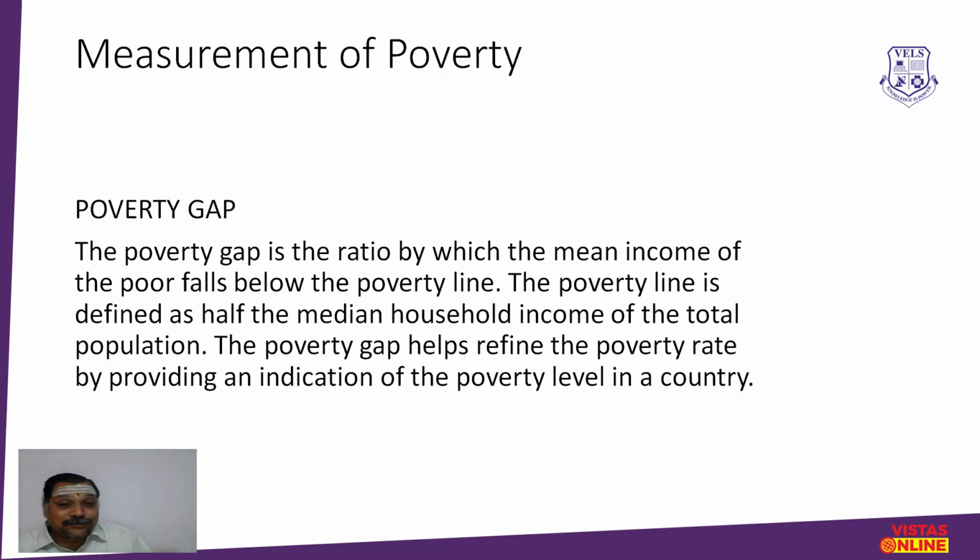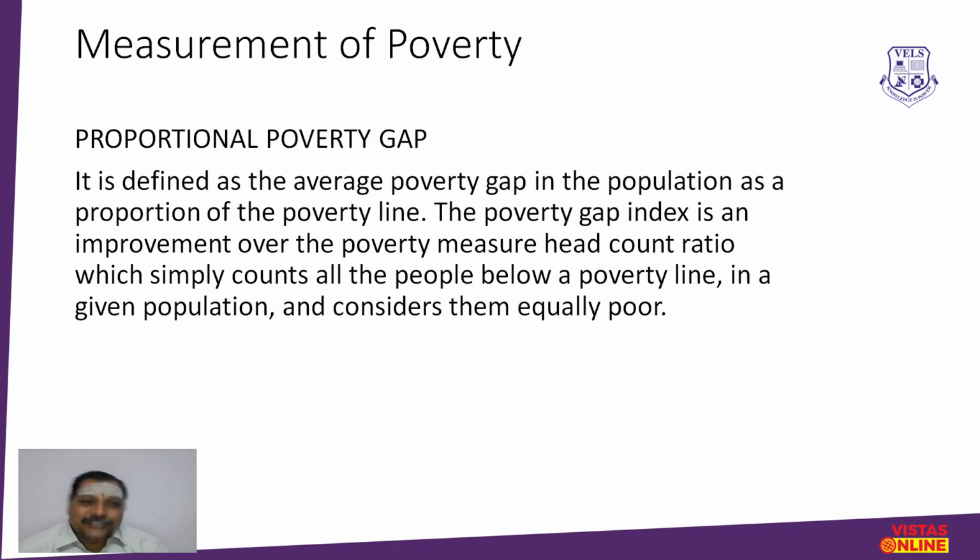The poverty gap helps to refine the poverty rate and provides an indication of the poverty level in a country. So when we frame our fiscal policy or monetary policy, any macro policy, this poverty rate, poverty line or poverty gap ratio may help to implement the provisions of the particular macroeconomic policies. Apart from these two, there are two more gaps. We call them the proportional poverty gap and the squared poverty gap. As far as the proportional poverty gap is concerned, it's nothing but taking the average of the poverty gap.